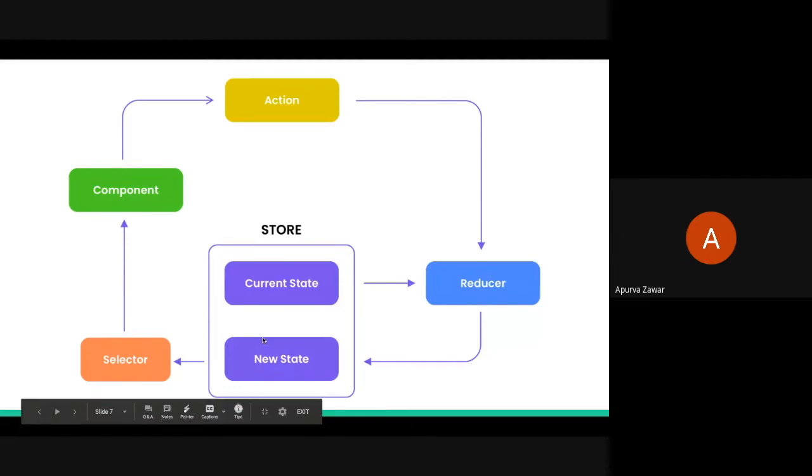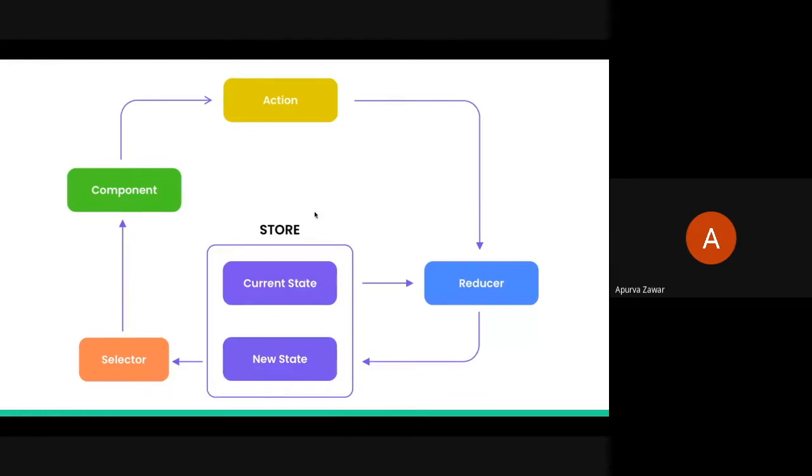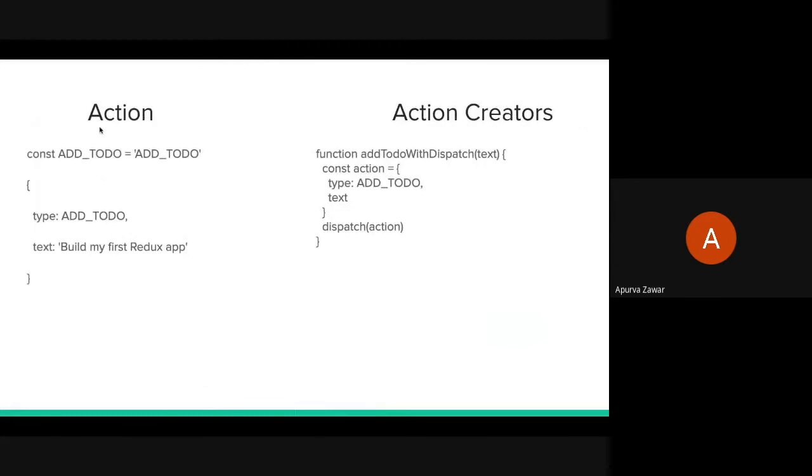The reducer will give its new state. Everything in Redux is predefined. I'll just take an example of it right now. Suppose we have to manage the state of a to-do list. So basically we have an action, add to do, which has type add to do and has a text. Then there's an action creator, which dispatches the actions which we have to perform to change the state. So here what it is doing is add to do with dispatch action.